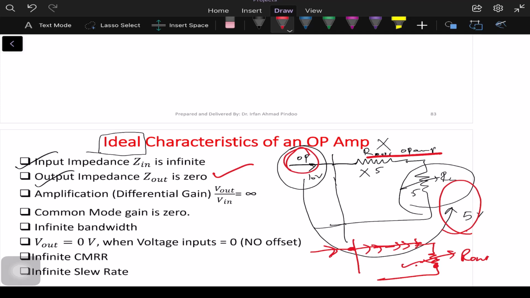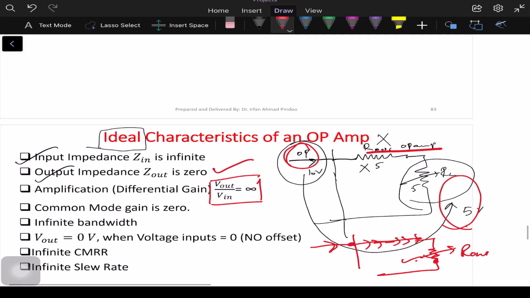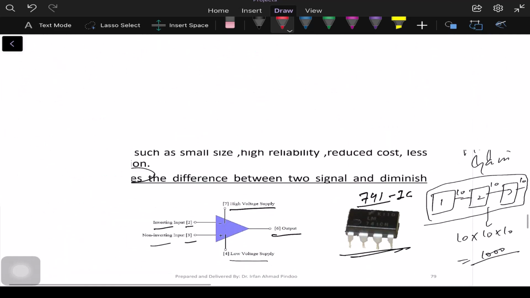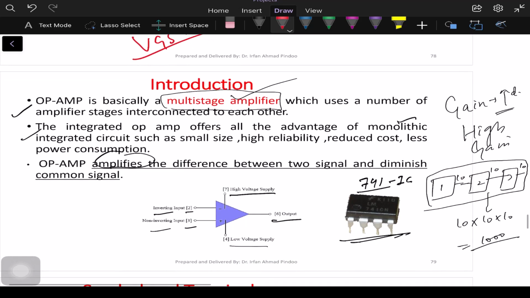The third case is that amplification is infinity. We shall see very soon what the reason is and how it is mathematically true. Then common mode gain is 0. This is what we have read in the definition also. If I show you the definition again, the first property is that it amplifies the difference between the two signals, and the second is that it diminishes the common signal.